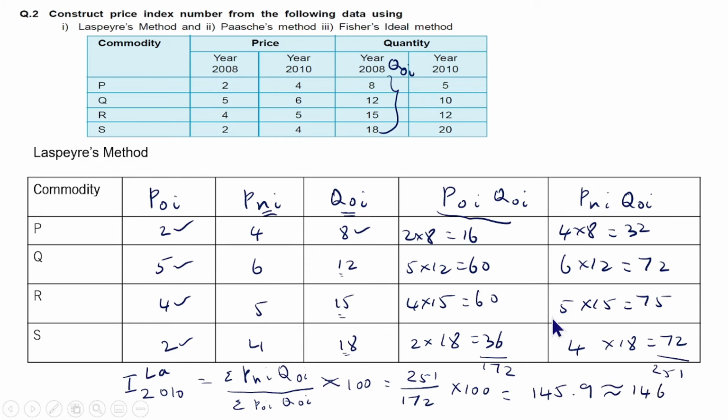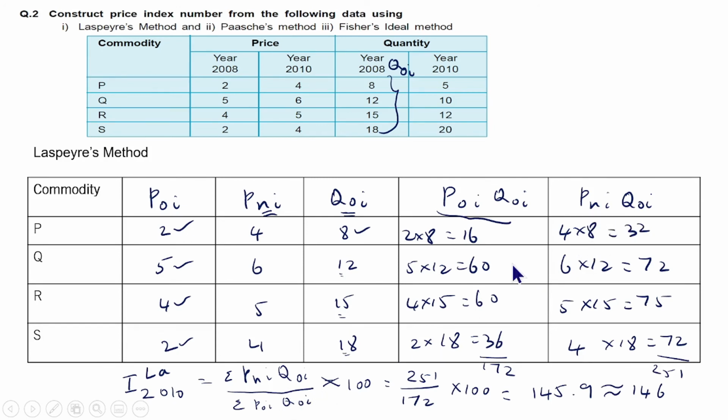46. So this is the Laspeyre's index. According to Laspeyre's method, we have to use the base period quantity as the weights. So this is the base period quantity. Using this as the weights, we have to find the weighted aggregate index. It is given by summation P n I Q naught I upon summation P naught I Q naught I into 100.